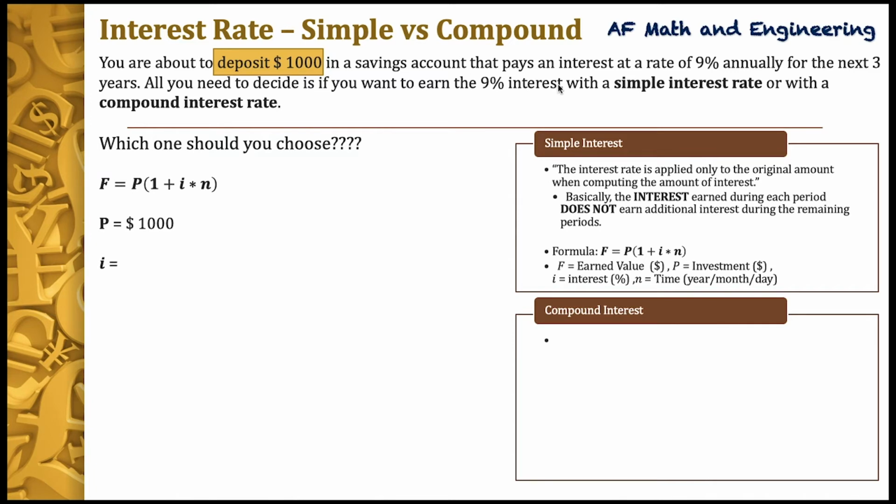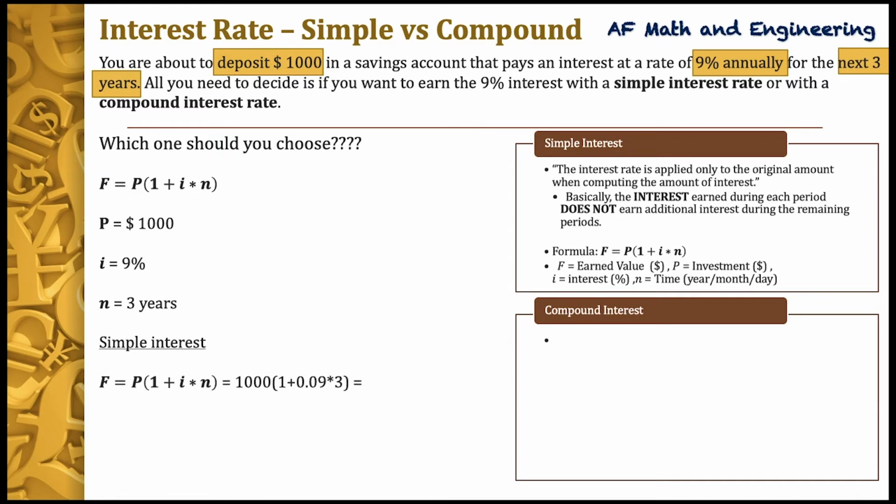What is our I? In a saving account that pays an interest rate of 9% annually. Annually means once a year. So once a year, we will get 9% for the $1,000 that we're going to deposit for the next 3 years. So our N equals 3.